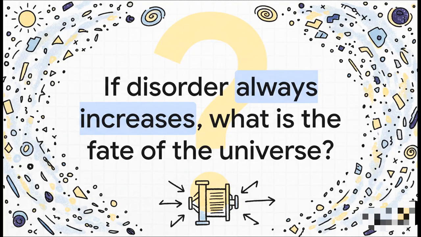So this leaves us with one last kind of mind-bending question. The second law tells us that the total disorder, the entropy of the universe, is always increasing. So if every single process, every star that burns, every engine that runs, is pushing the universe toward more chaos, what does that mean for the end of the story? What is the ultimate fate of the universe? It's a question that takes these simple principles and scales them up to the entire cosmos.